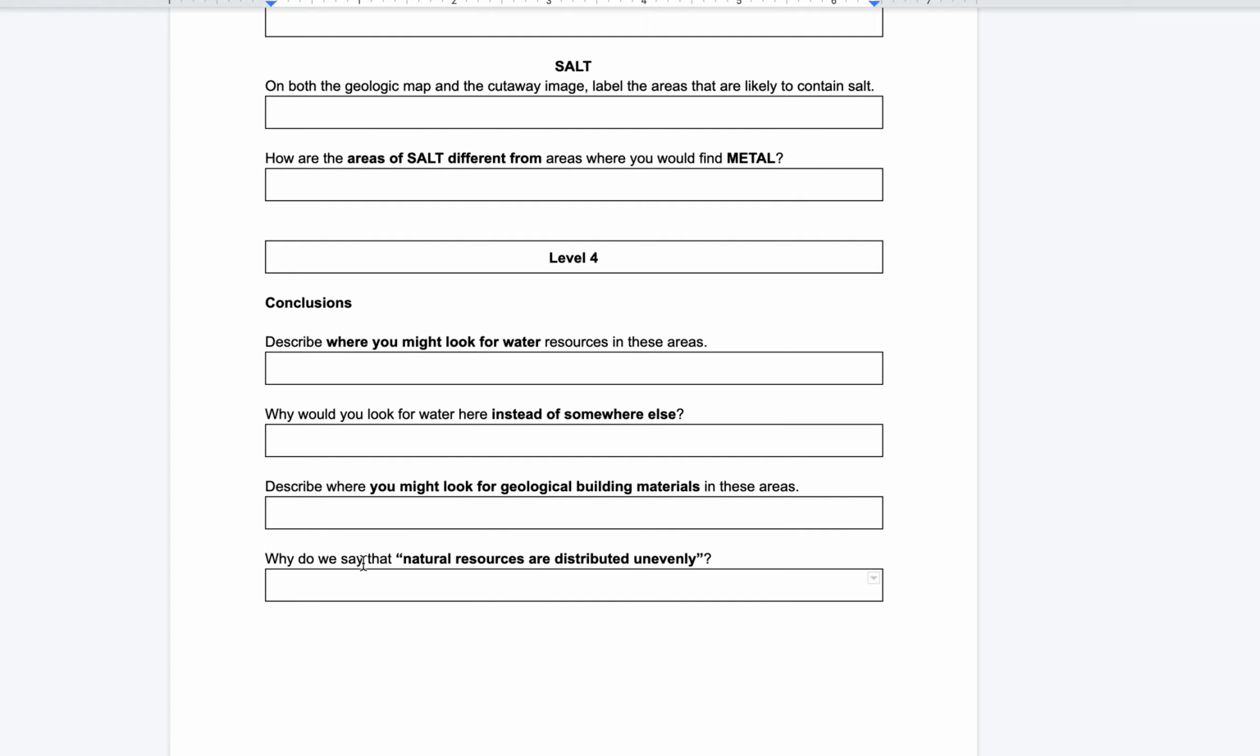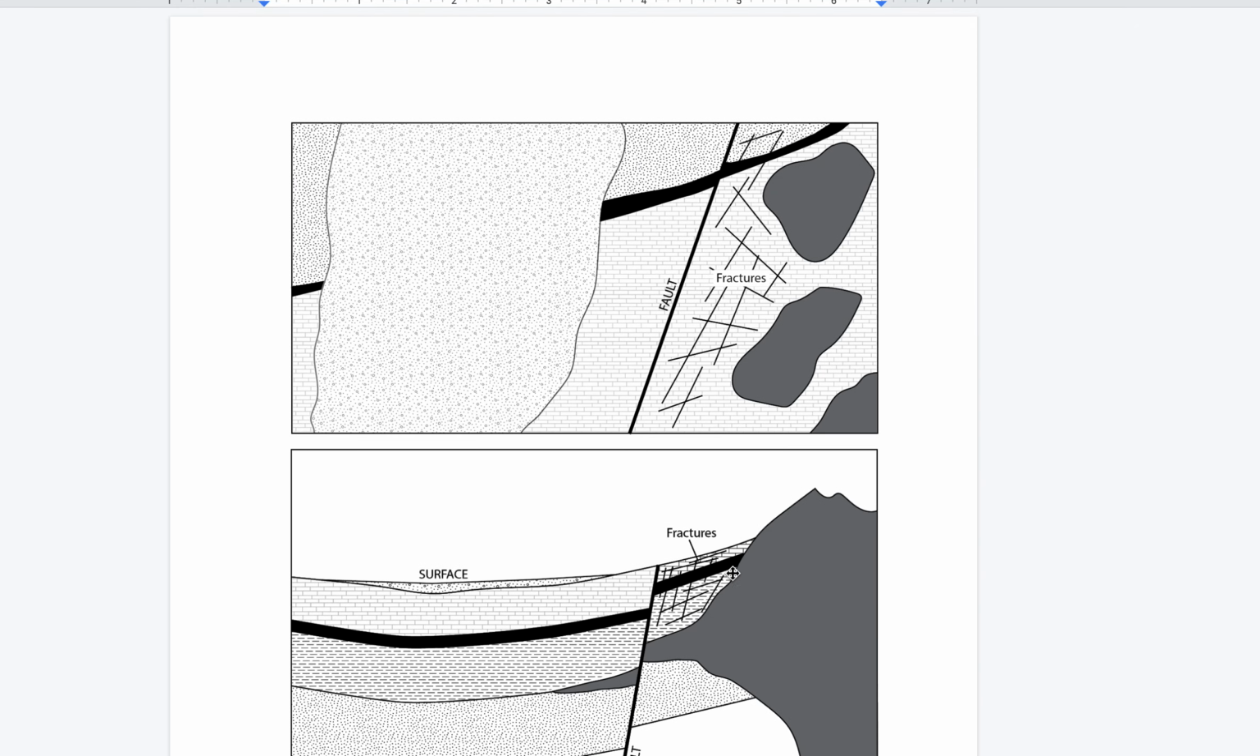And then why do we say that natural resources are distributed unevenly? I have explained this in every video before, and you also have done activities that represent this concept. You have to make sure that you look at all your assignments for some of these parts.